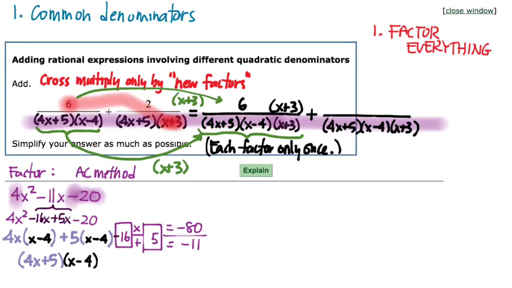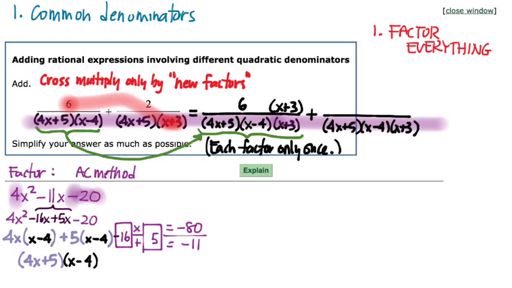So that's thinking about it the way that we thought about fractions when we were adding them long ago when they were just numbers, right? Just multiply by whatever you multiplied by in the denominator, multiply by that same thing in the numerator. And so my shorthand for that is just cross-multiply by the new factors, but maybe this is a better way to think about it if you are remembering how we did it with fractions in a different way than that.